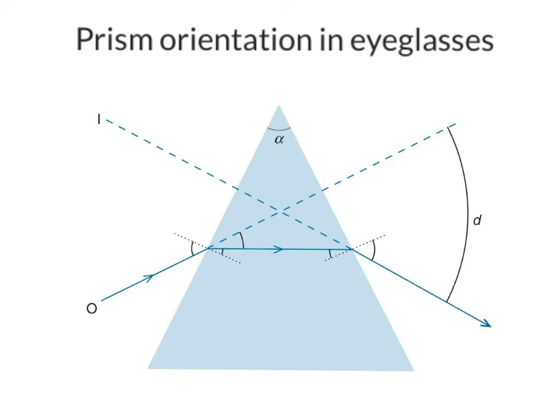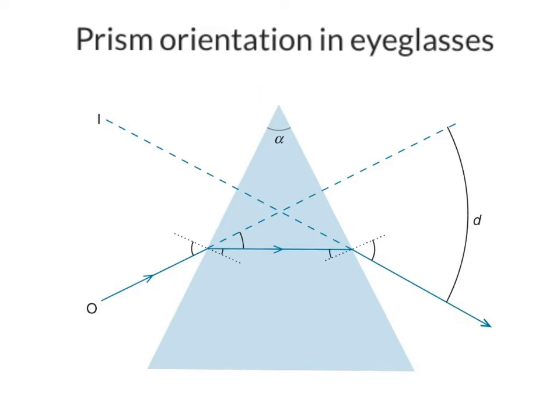This video is on prism orientation in eyeglasses. So just to quickly review, there's two parts to a prism that you have to be concerned about in clinic. There's the base, which is over here, the bottom part of the prism, and the apex over here, which is the top part of the prism.